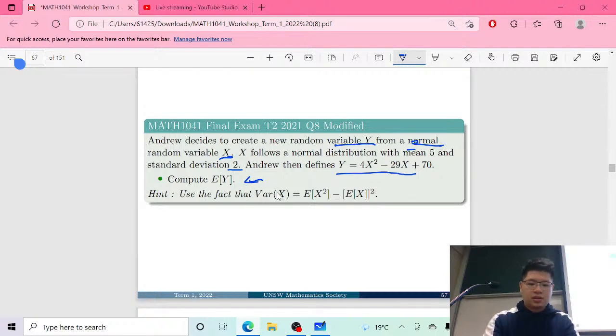So let's just work this out on the whiteboard. Also, one more thing is that there's a big hint given here: the variance of X equals E[X squared] minus (E[X]) squared. Just note down this formula, but we'll see how it's used later on. So going back to the whiteboard.